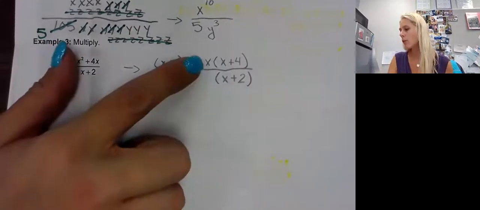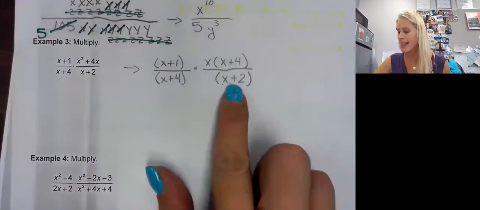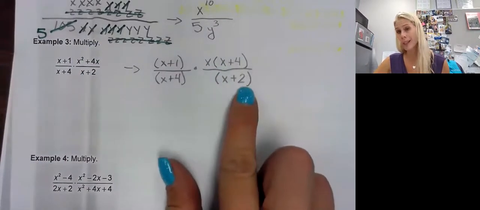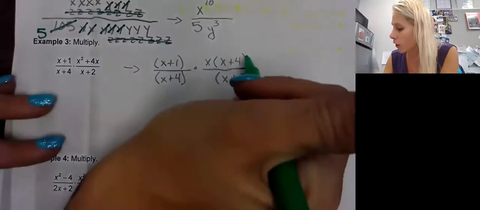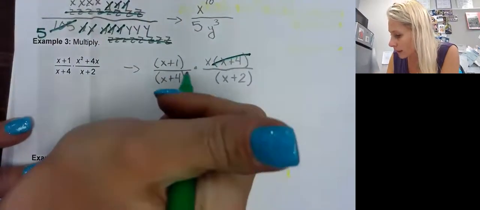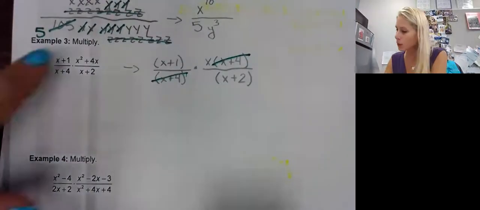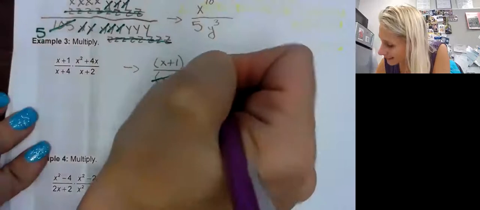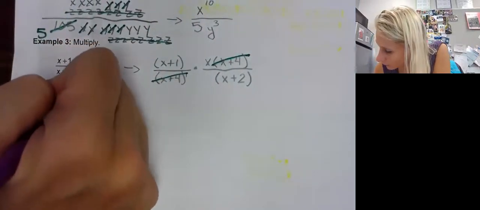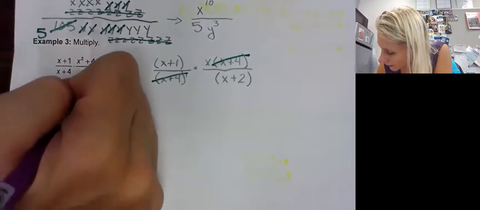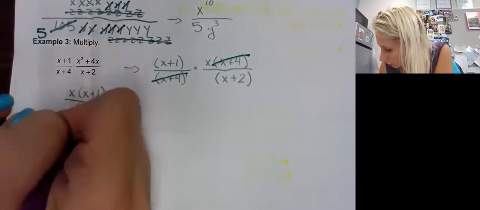So even though you're like, well, there's an x here and an x here. No, you can't. Because this x has an attached plus 2 to it. So you can't cancel it out. You can only cancel it out if it looks like each other, which, as you can see here, is this x plus 4. So on top, I'm going to put this x in front because that's usually how we label it. We're also left with an x plus 1. And on the bottom, all we have is an x plus 2.